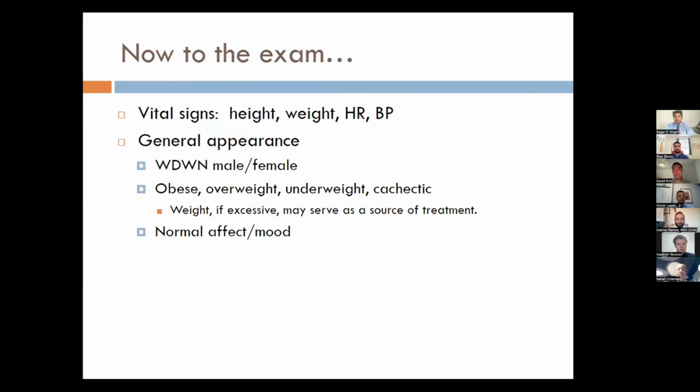So on exam, obviously you want to get their height, their weight. It's always nice to have a BMI, heart rate, blood pressure. Depending on the other concerns you have, you might get a temperature. Comment on their general appearance. Do they look well? Do they not look well? Are they overweight or obese, underweight or cachectic? Those are all important things, and they can lead to a different diagnosis that you're thinking about. And then what is their affect and mood, and are they congruent?